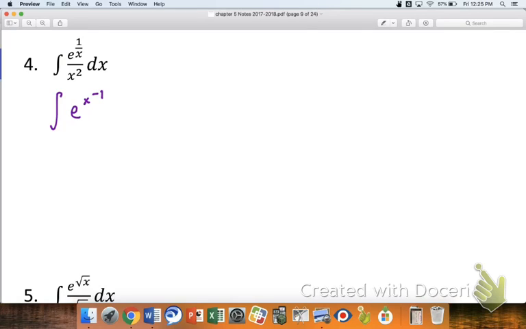E to the x to the negative 1. If we can avoid having fractions, we're going to. And then that x squared, which was in the denominator overall for the integrand, I'm going to flip that up as well. It would be times x to the negative 2 dx.